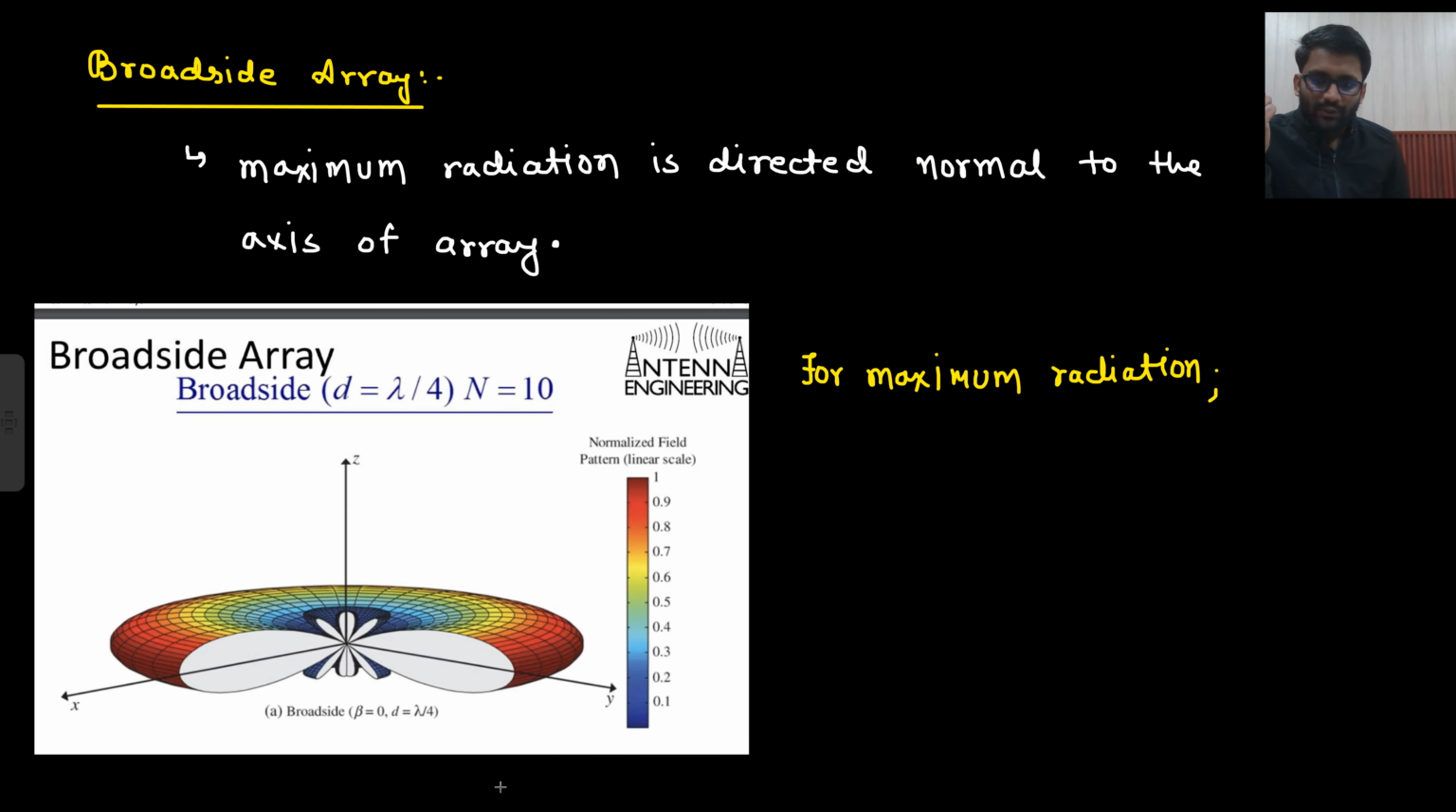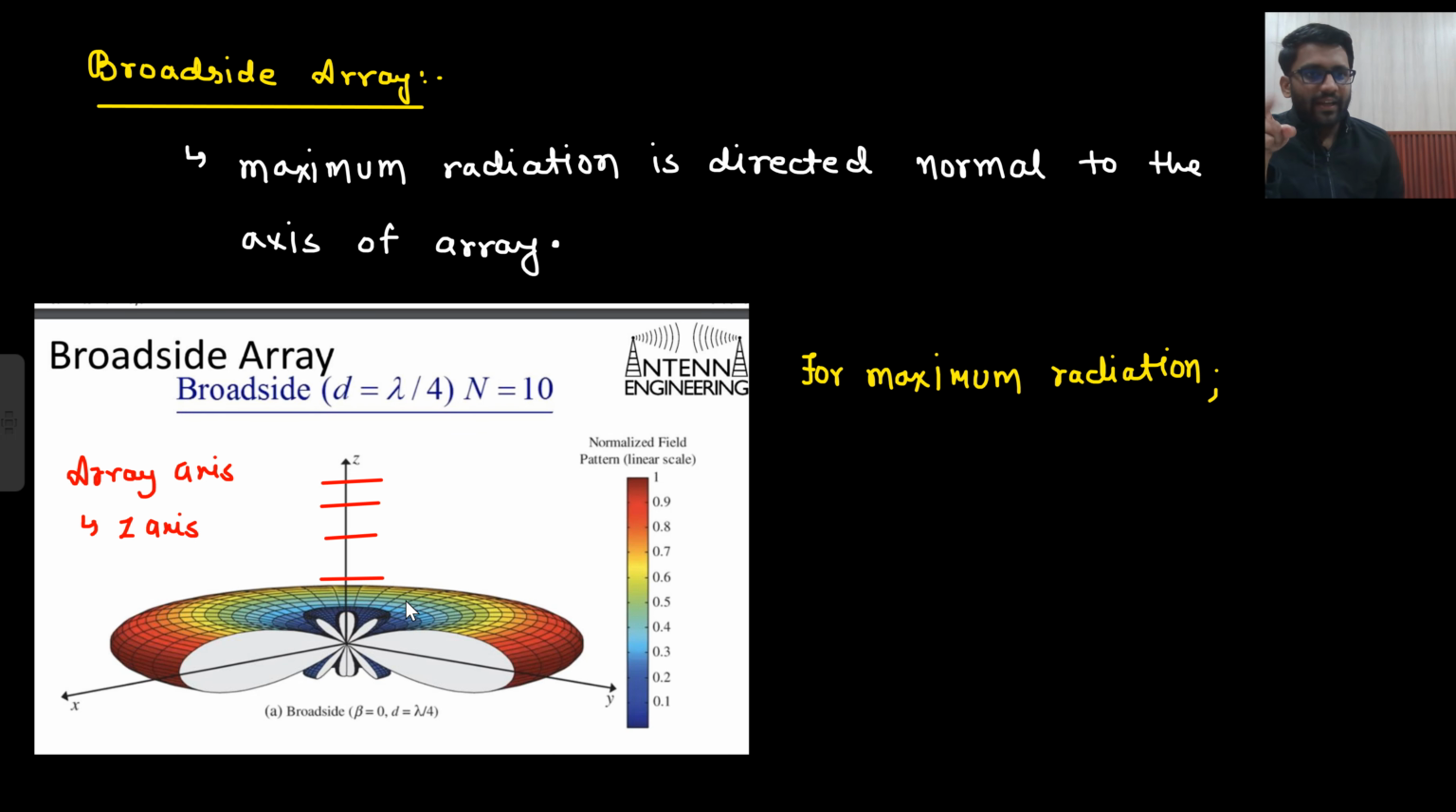Assuming that my antennas are placed on the z axis, this is how my antennas are placed. There are n number of antennas that are placed on the z axis. So what is my axis of array here? What is my array axis? My array axis is the z axis.